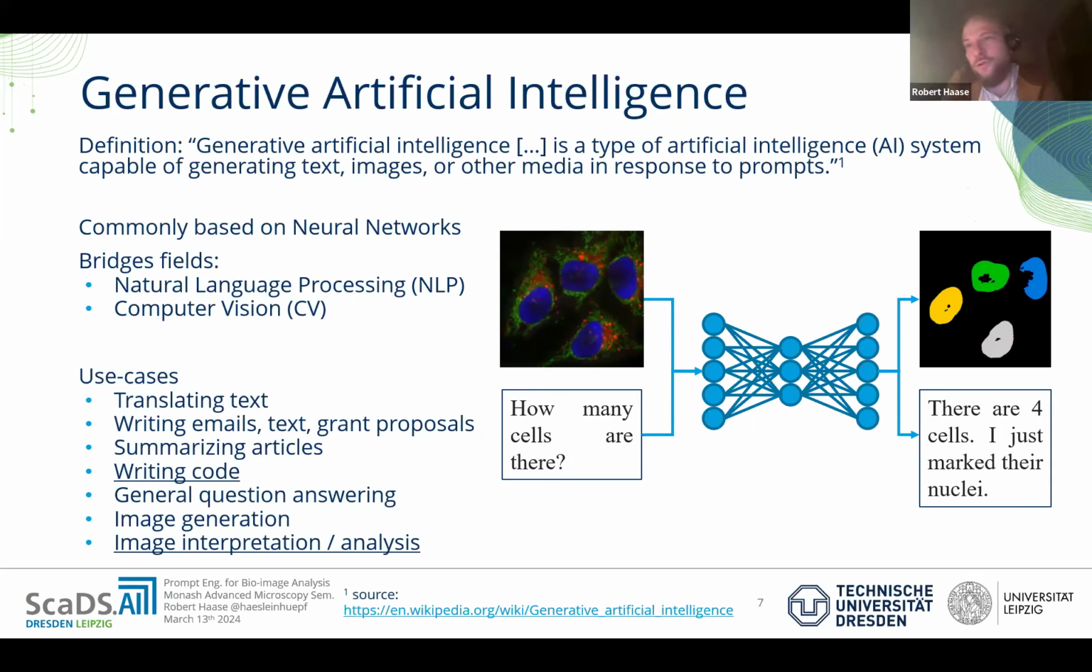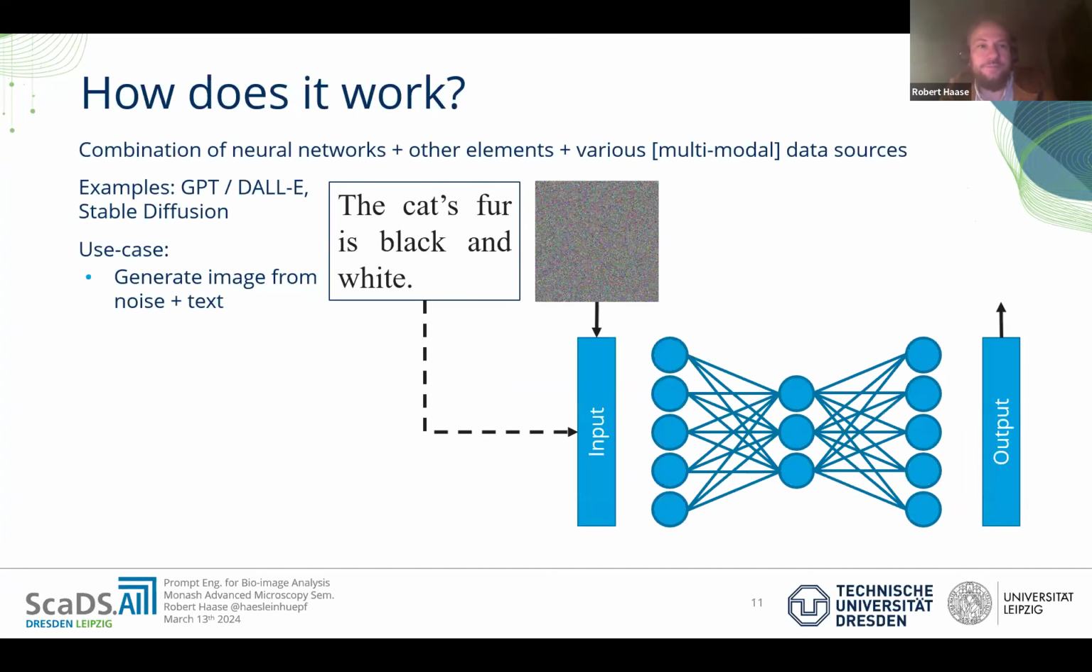Where I would like to go with this technology is that you put in a microscope image, you put in a prompt, and then you receive, for example, a segmented image and a sentence like, there are 4 cells. I just marked them. That would be great if this technology could be developed to the degree that this works reliably. But there are some things to do, and I will outline towards the end of my talk where the current challenges are.